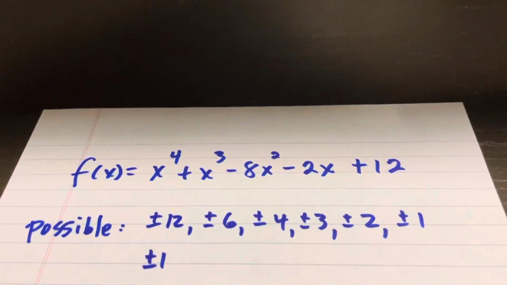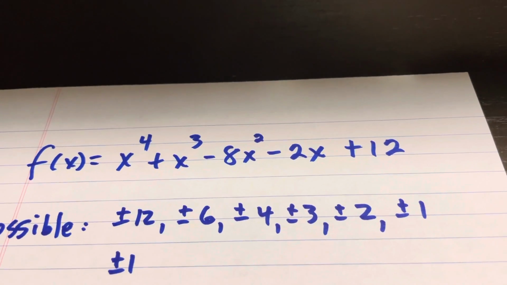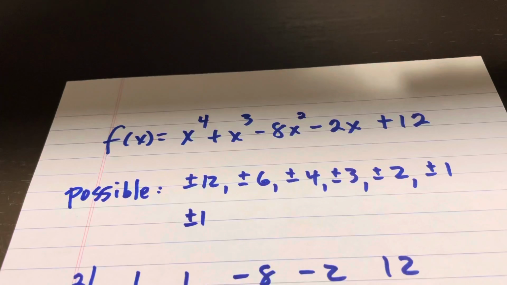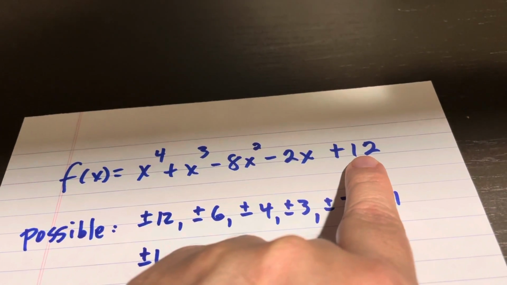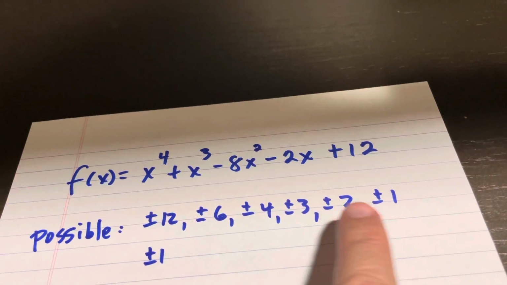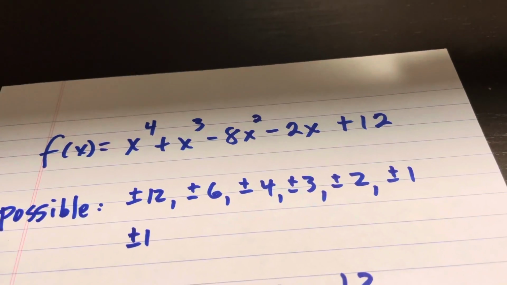Let's consider this polynomial function, and what we're going to be asked to do is to find all of the zeros. So using the rational root theorem or the rational zero theorem, we write all the factors of 12 here. So 12 times 1, 6 times 2, 4 times 3, those are the factors of 12. And of course, we put plus or minus there.